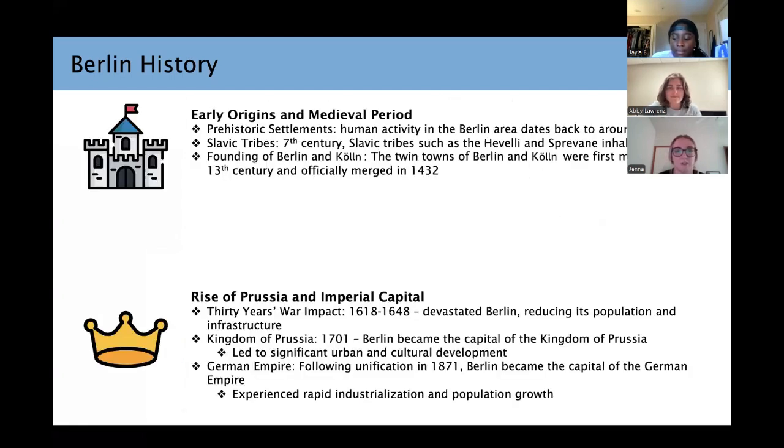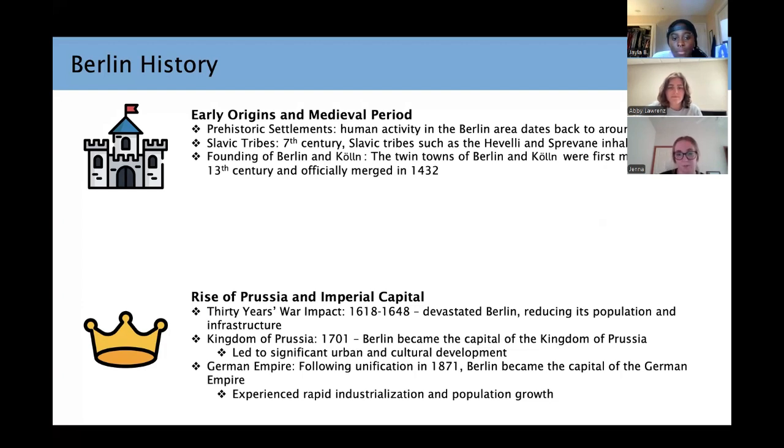So first off, the early origins and medieval period. There were prehistoric settlements in Berlin of human activity that dates back around 60,000 BC. There were two Slavic tribes in the 7th century that inhabited the region, and the founding of the twin cities of Berlin and Cologne were first mentioned in the 13th century and then officially merged in 1432.